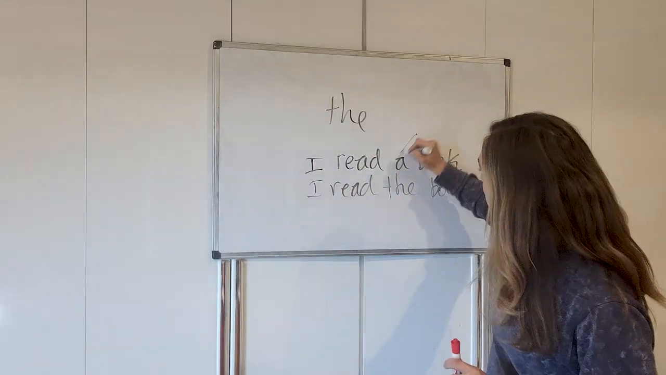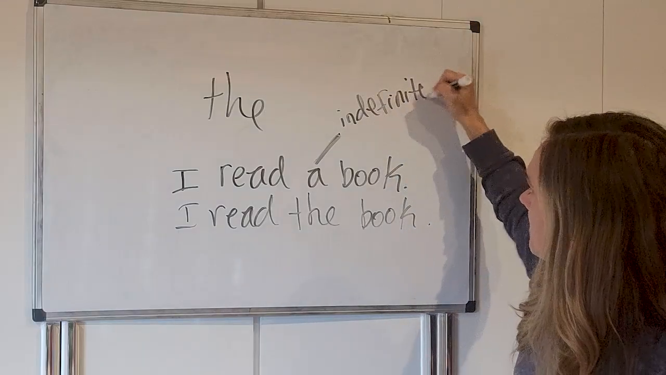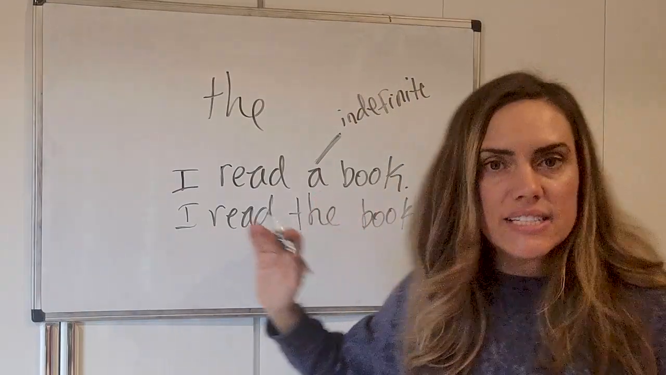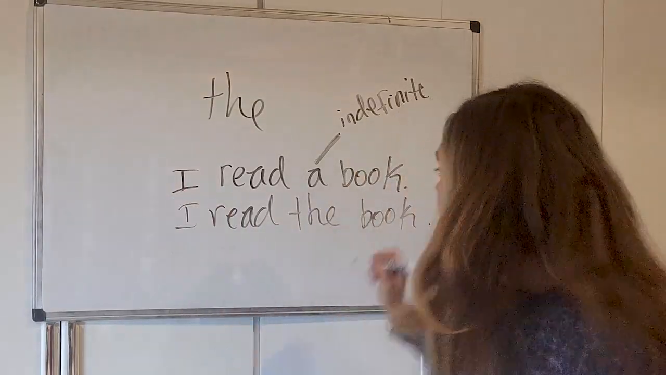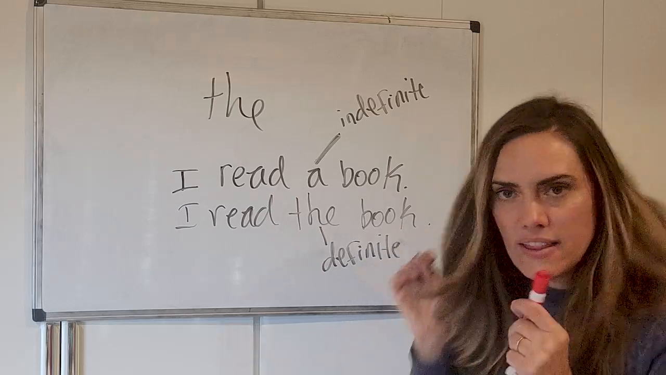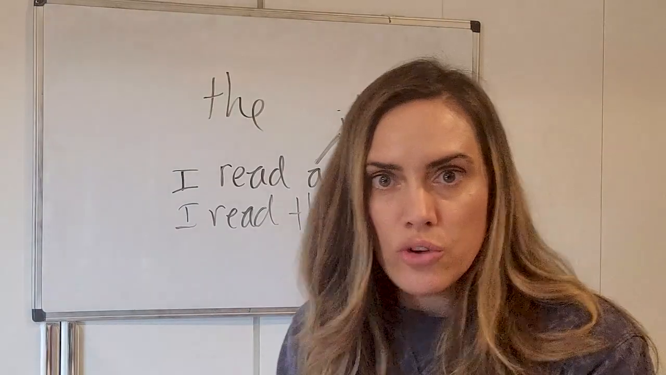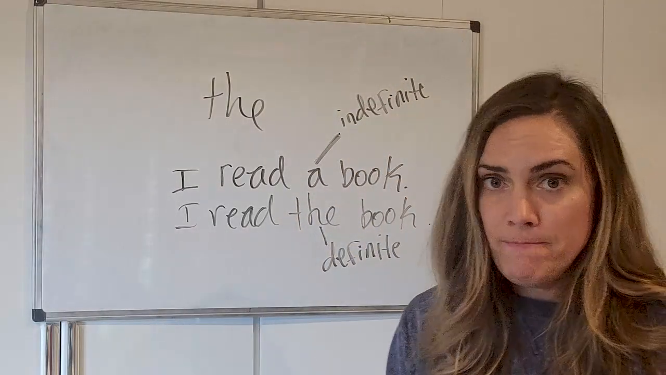A is for indefinite things. Things I don't know, doesn't matter, it's just one, okay? The is used for definite things. I already know it, you know what it is, it's specific to both of us, okay?